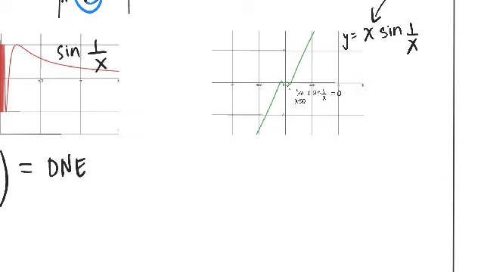And the way we would do it is to start with the first step to say that sine of 1 over x is always between 1 and negative 1. Sine of anything is always between 1 and negative 1.